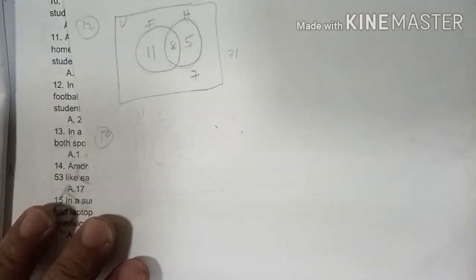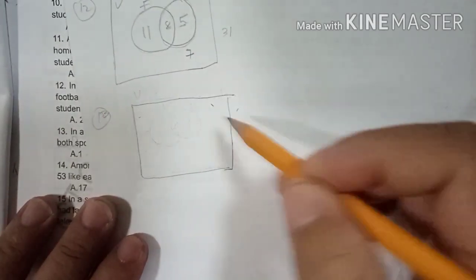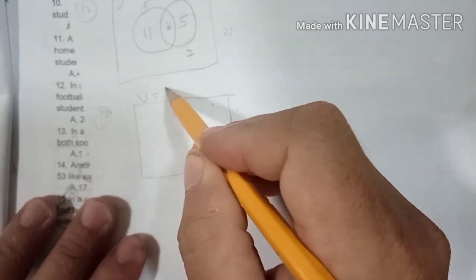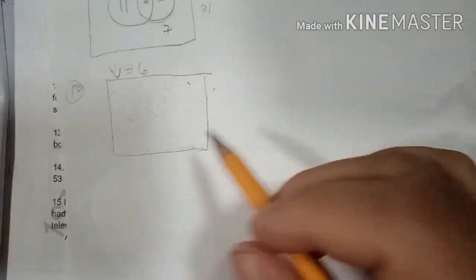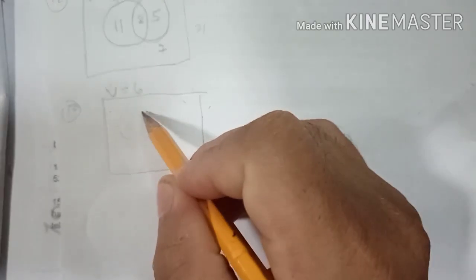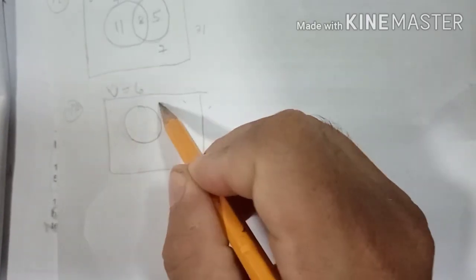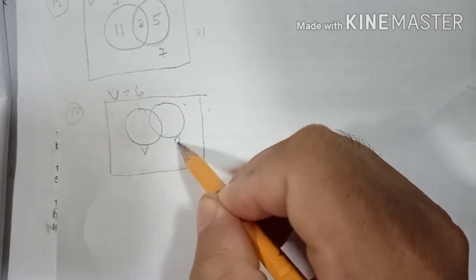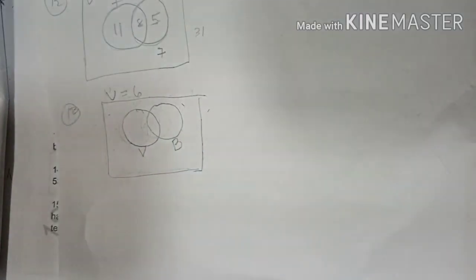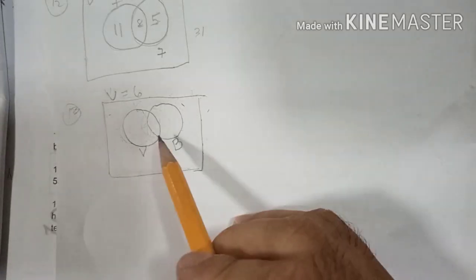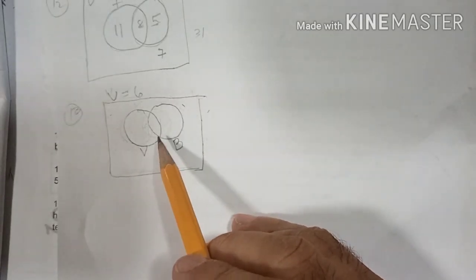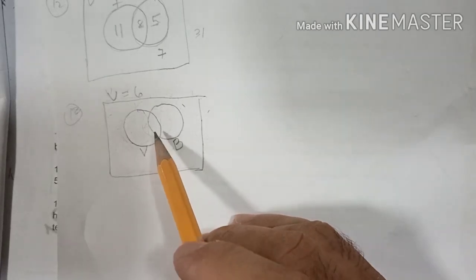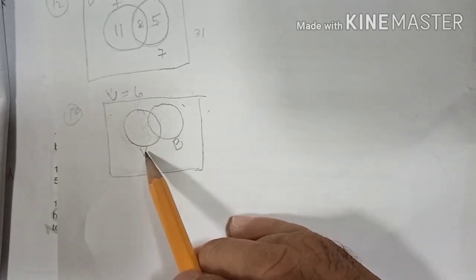So here for number 13, in a family of 6, our U here is 6, family of 6. And there are 2 sports involved, basketball and volleyball. So therefore, you will draw 2 circles. Now, this is the circle for volleyball and this is the circle for basketball. Now, we will find the information which states the number of members of the family who play both volleyball and basketball. Is there any information like that?